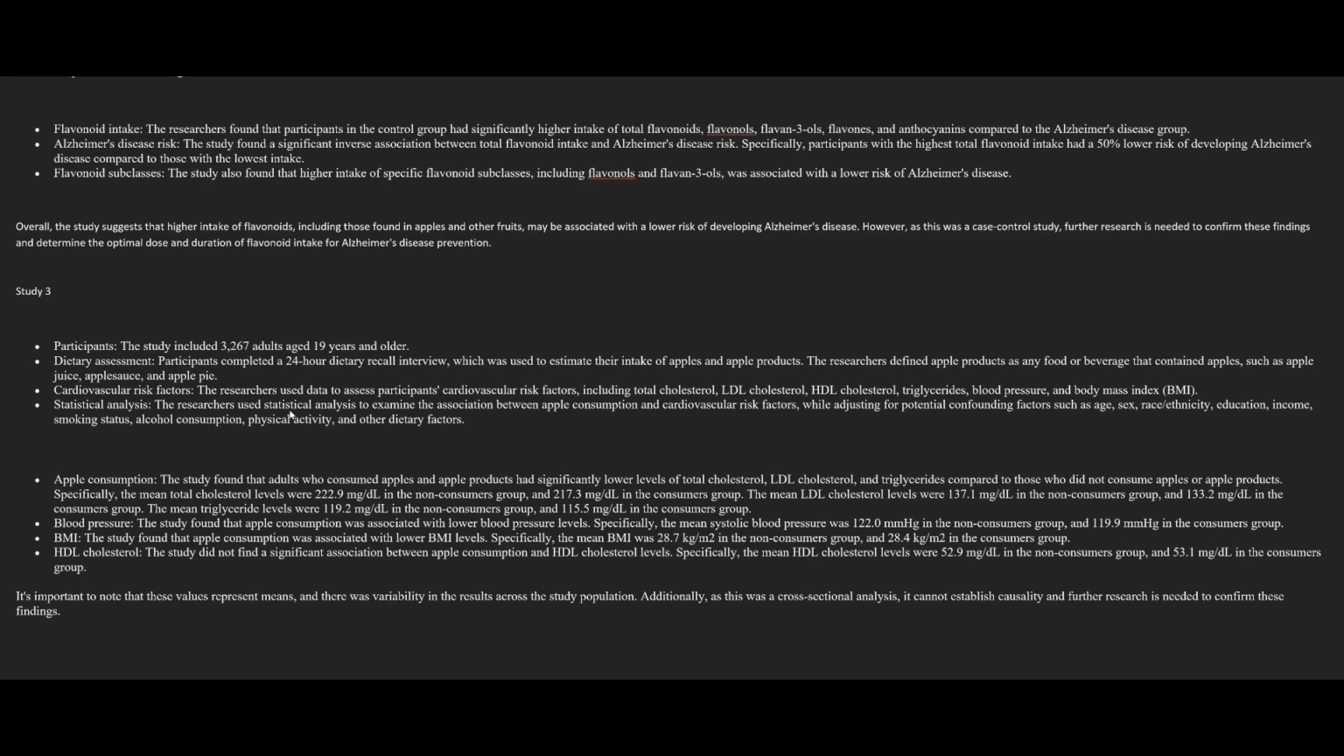Participants. The study included 3,267 adults aged 19 years and older. Dietary assessment. Participants completed a 24-hour dietary recall interview, which was used to determine their intake of apples and apple products. The researchers defined apple products as any food or beverages that contain apples, such as apple juice, applesauce, and apple pie. Cardiovascular risk factors. The researchers used data to assess participants' cardiovascular risk factors, including total cholesterol, LDL cholesterol, HDL cholesterol.